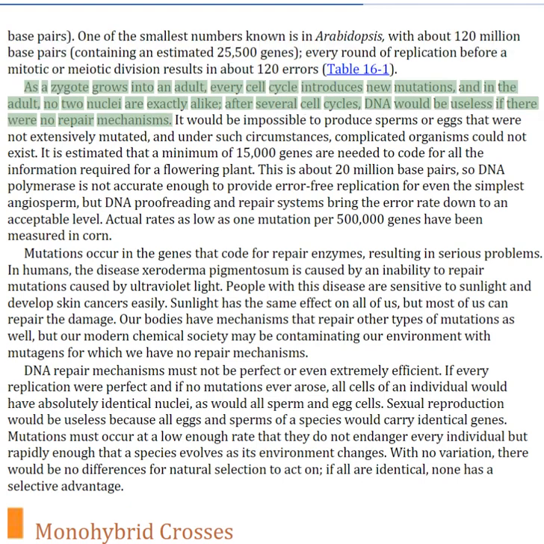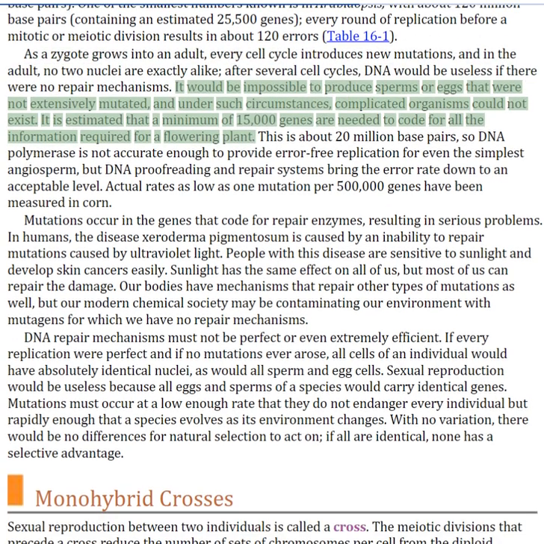As a zygote grows into an adult, every cell cycle introduces new mutations, and in the adult, no two nuclei are exactly alike. After several cell cycles, DNA would be useless if there were no repair mechanisms. It would be impossible to produce sperm or eggs that were not extensively mutated, and under such circumstances, complicated organisms could not exist. It is estimated that a minimum of 15,000 genes are needed to code for all the information required for a flowering plant.